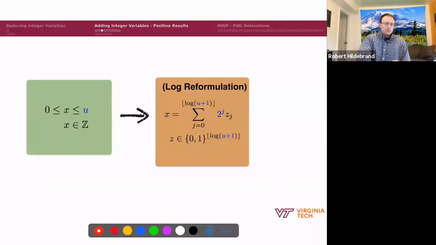Okay, so there are kind of standard ways you can do this. There's some more complicated ways you can do this, but you can always take a single integer variable and rewrite it in binary with some 0, 1 variables, and then you recover the integrality of x through the binary z. Okay, I call this a log formulation because it uses only logarithmically many z's in terms of the upper bound u.